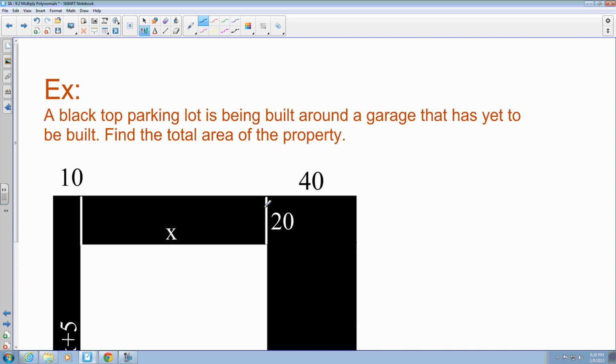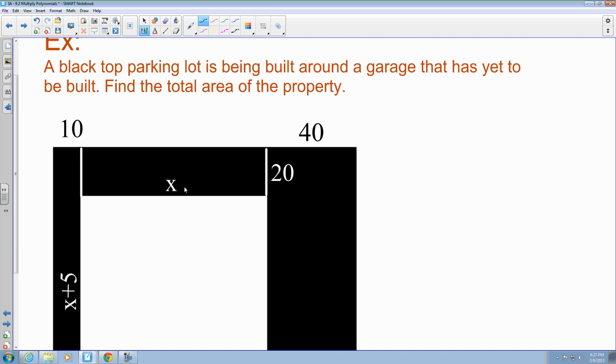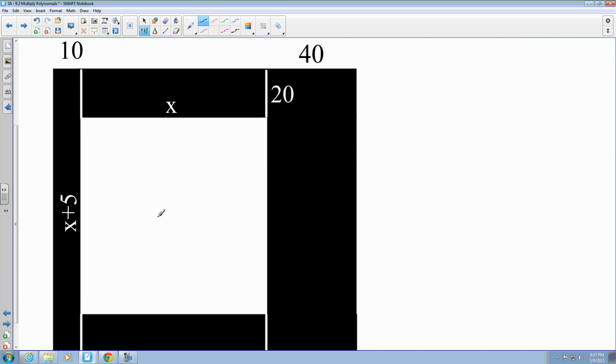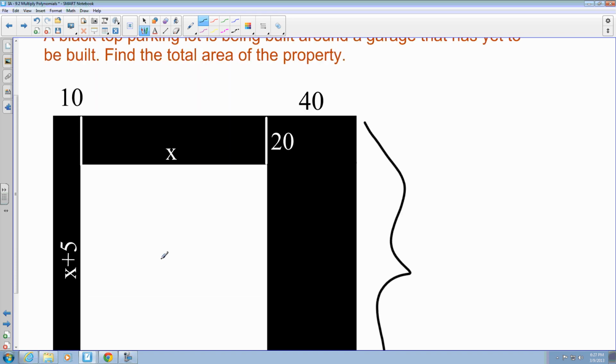Last problem I have is a bit of a story problem. It says I have a blacktop parking lot. It's being built around a garage and has yet to be built. It says they want to find the total area of the property. So the total area of the property is this entire structure here.